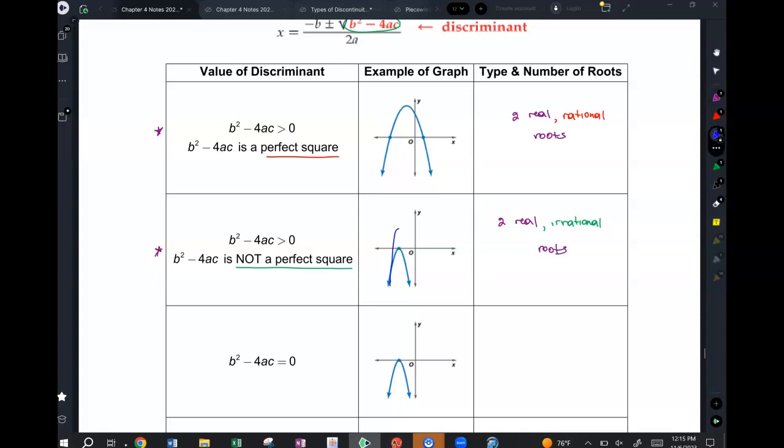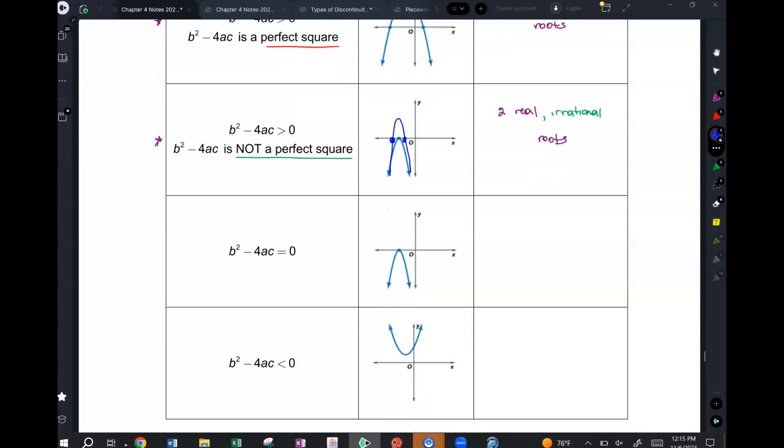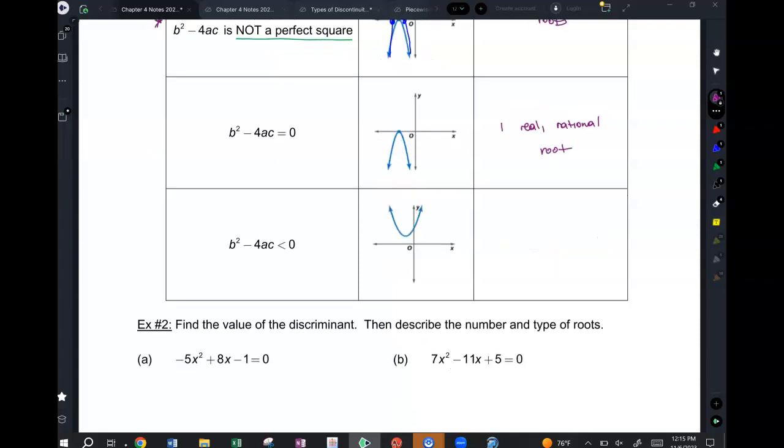And this should look like this. Okay. I copied this over there. Okay. Now, when the discriminant is equal to 0, I get 1 real rational root. When the discriminant is negative, I get 2 complex roots.